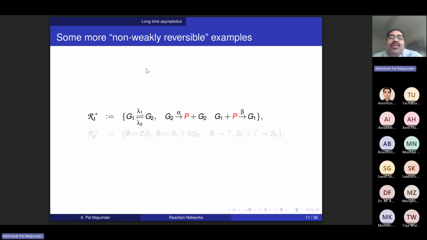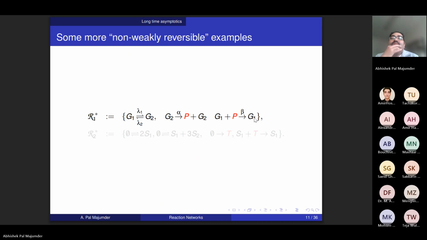This is a particular type of example where you can see that there are three different species, G1, G2, and P, and this is an example of gene regulatory networks without feedback, where G1 is the unactivated gene and G2 is the activated gene. G1 goes to G2 with rate lambda 1 and G2 goes to G1 with rate lambda 2. Then the protein gets synthesized in the presence of the activated gene, so G2 goes to P plus G2.